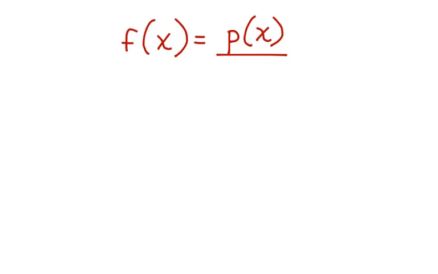Now let's investigate the graphs of rational functions. Rational functions are functions in the form f(x) = p(x) over q(x), where p(x) and q(x) are polynomials.